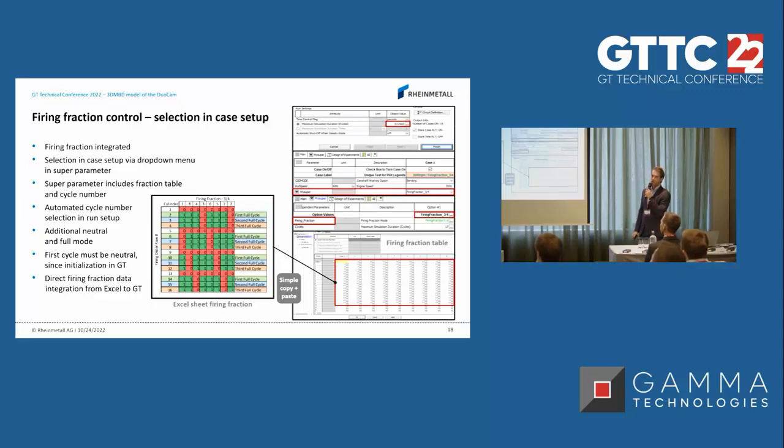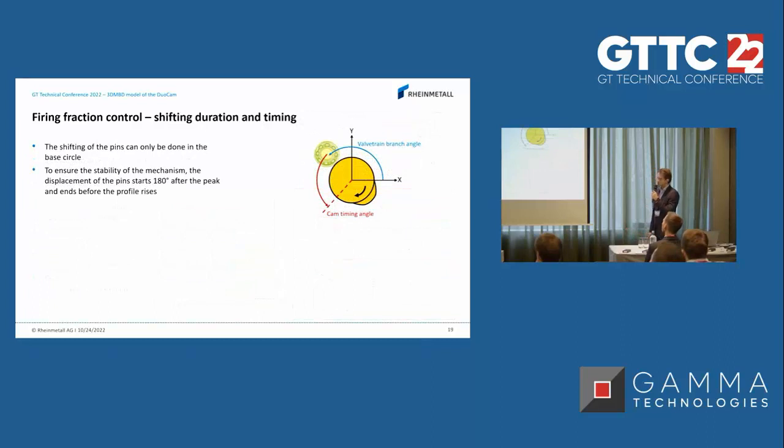Everything is controlled by an algorithm, and I want to explain this on this slide. The shifting process of the latch pins is not implemented mechanically, so it's calculated by the algorithm, and accordingly the forces on the latch pins are calculated by GT. This can cause really, really high oscillation, so we need a very robust solution at this point.